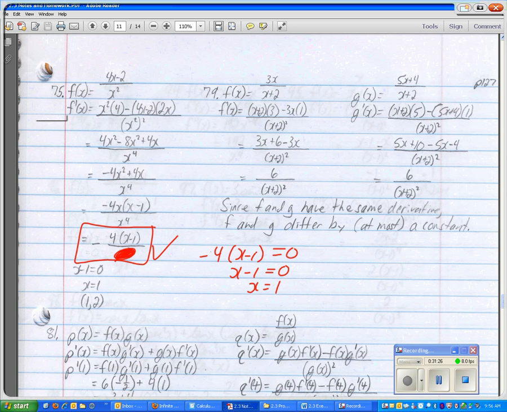And the directions did say find the point. So don't stop at x equals 1. Take that 1 back up to the original function. Substitute 1 in for x. So that'd be 4 minus 2 over 1. Well, 4 minus 2 is 2. 2 over 1 is 2.